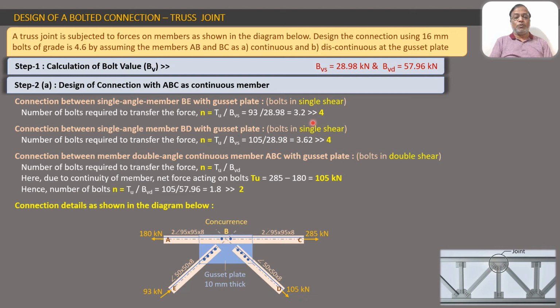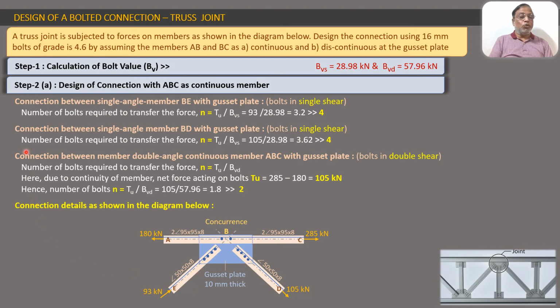The 3.2 is to be rounded off to 4, and we get this member BE subjected to 93 kilonewton force, and it requires 4 bolts. So we get 4 bolts. So this is the conclusion. So we have seen these 4 bolts here, 1, 2, 3, 4. Of course they have to be accommodated within the gusset plate because they have to connect the angle leg to the gusset plate. So these are the 4 bolts.